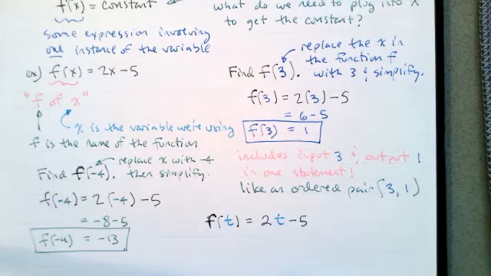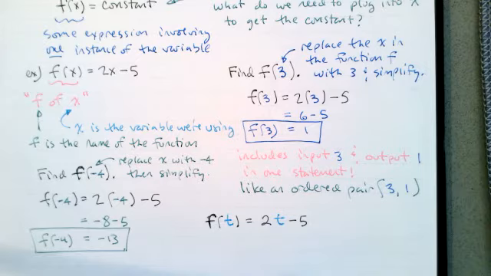The variable just stands for some quantity. So we notice in both cases, when I did f of 3 or f of -4, since f of x was 2x minus 5, I did the same two operations. We want to read what the function does.